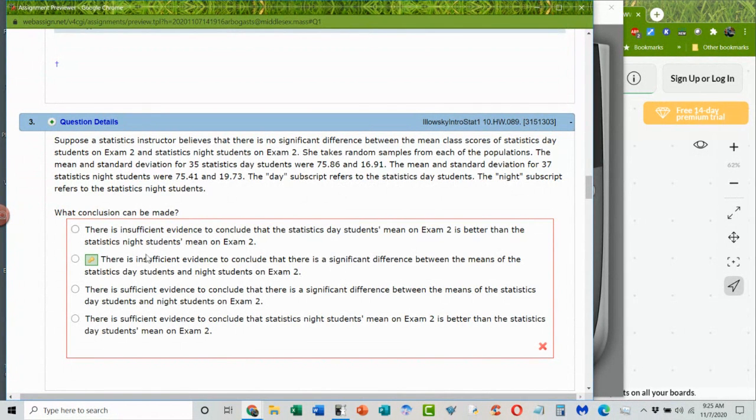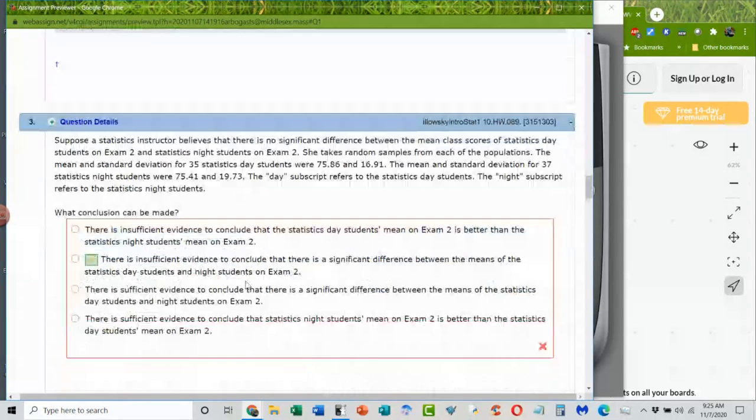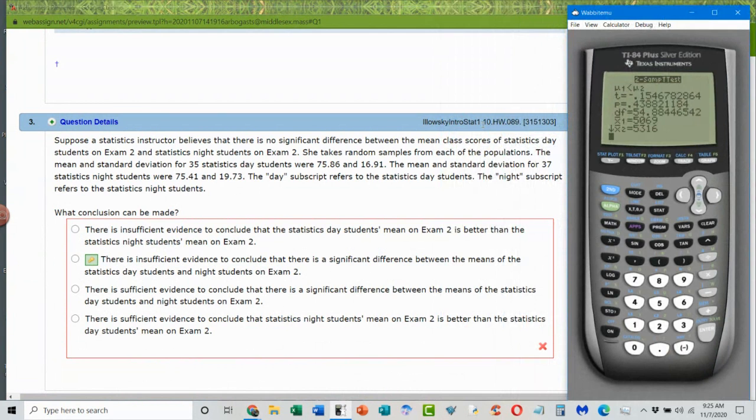So number three, they ask you the whole problem, but only care about the solution. What is the conclusion? Which really is how the world works. We don't care how you solve it, we just want the answer. So, is there a difference between the day and the night students? The day students, they don't even have all that information. They're just asking.